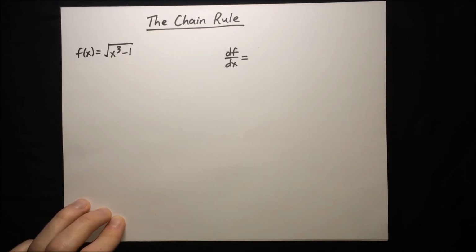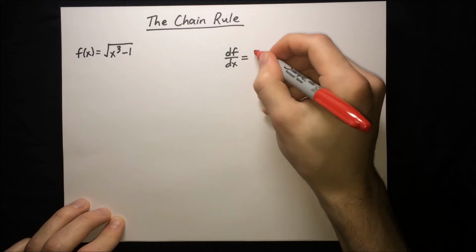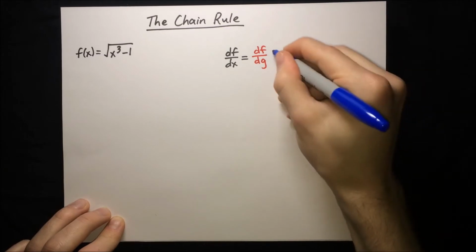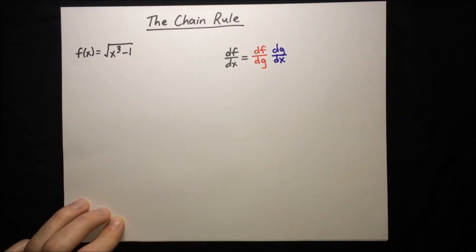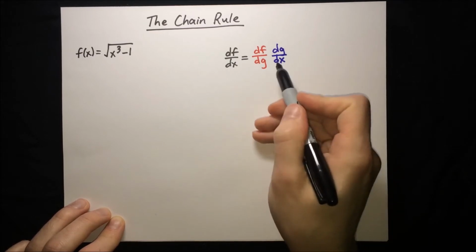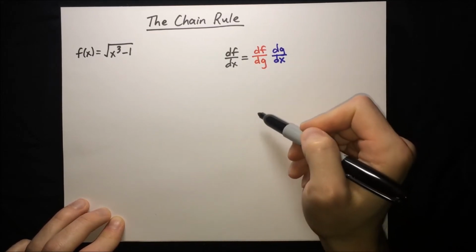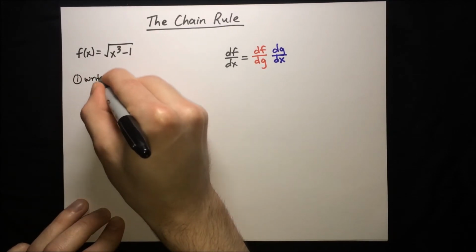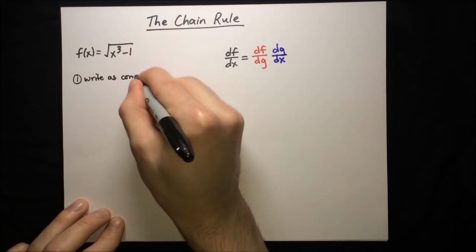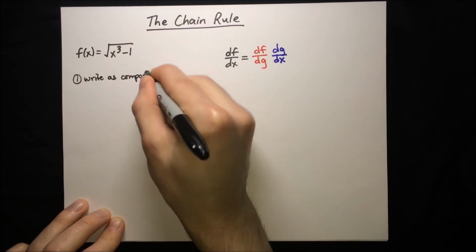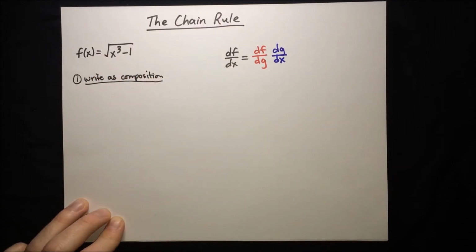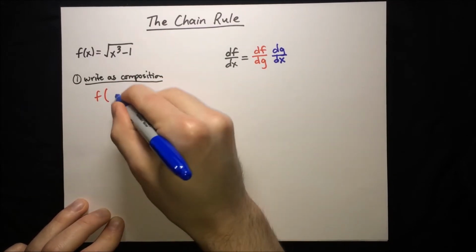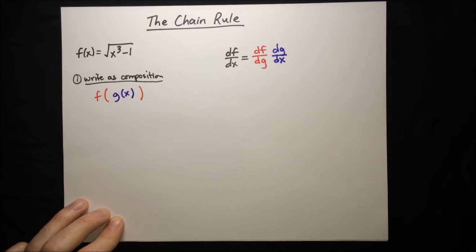So remember, the grand formula for the chain rule is just df dx equals df dg times dg dx. So our first step, in order to use the chain rule, we need to figure out our functions f and g. How do we do this? Well, we've got to write this function f of x as a composition. So we want to write f of x as some function f of a different function g, so that f and g are both simple functions.